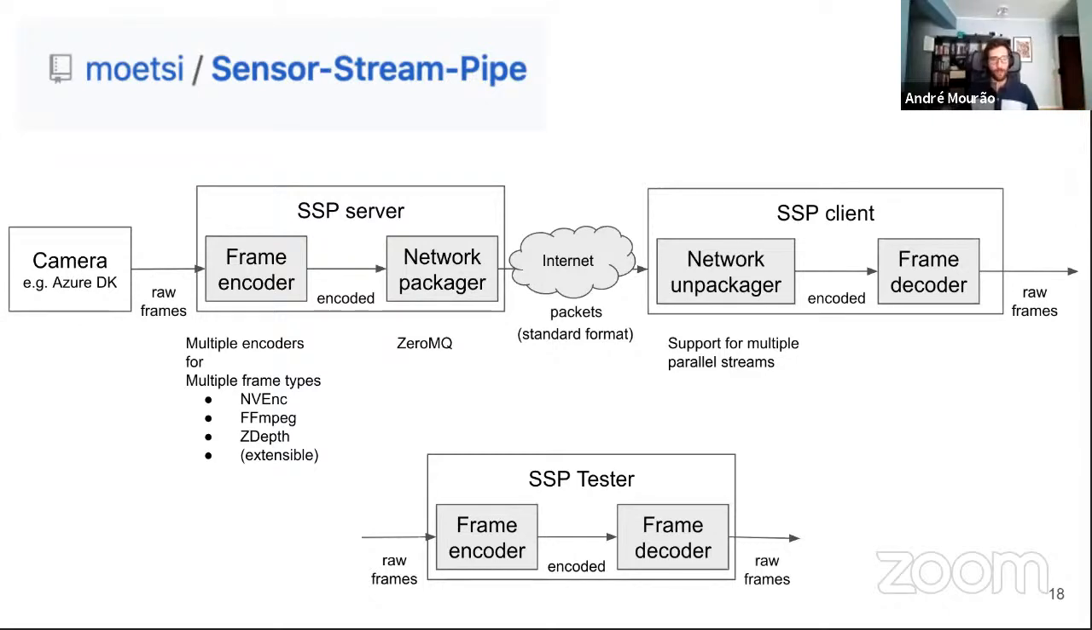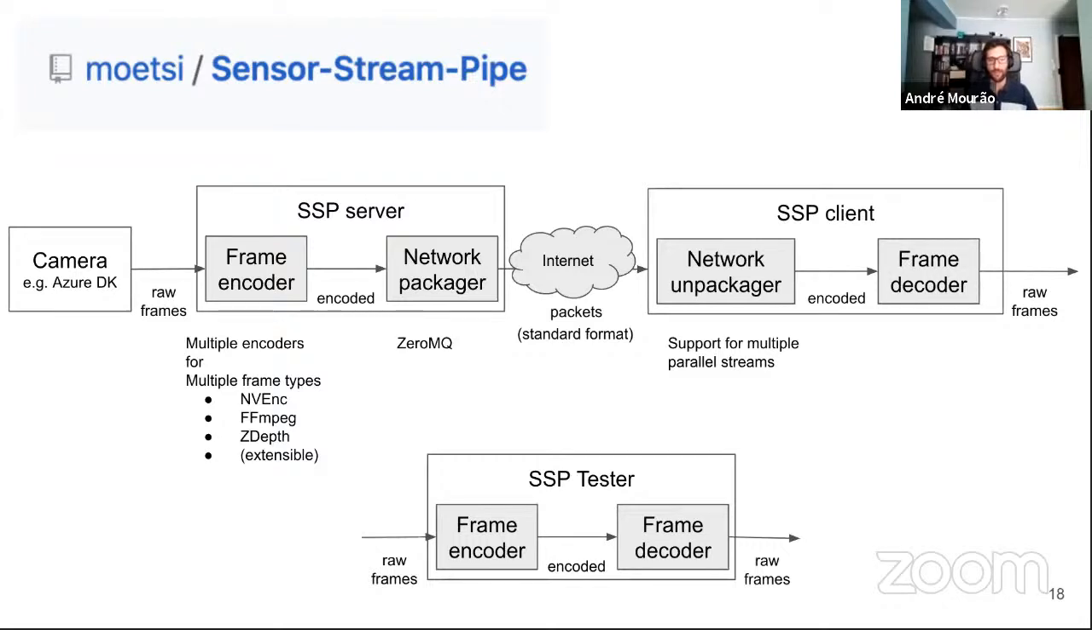The cool thing about ZeroMQ is that the frames go over the internet in a standardized format that we defined. In addition to the color and depth data, you can also send metadata, camera calibration, and all the parameters that you may need to reconstruct the data in the best possible way on the other side. So all this data is in the standard format.